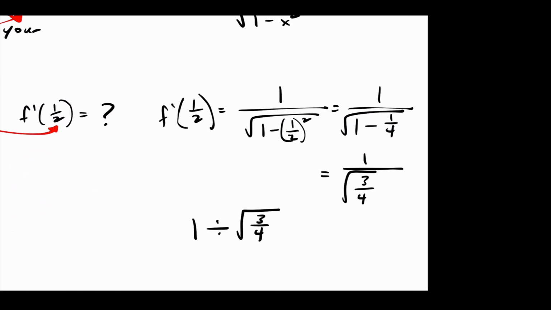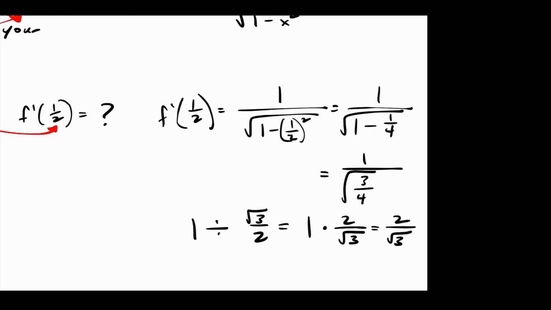Well, if the whole thing has a square root, we can change it to do this. Each have a square root. Well, the square root of 4 is just 2. Keep, change, flip. Keep, change, flip. So I get 2 over the square root of 3.